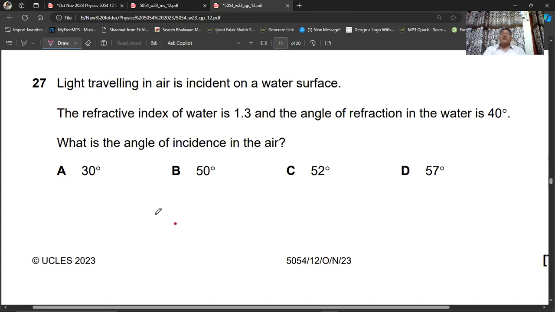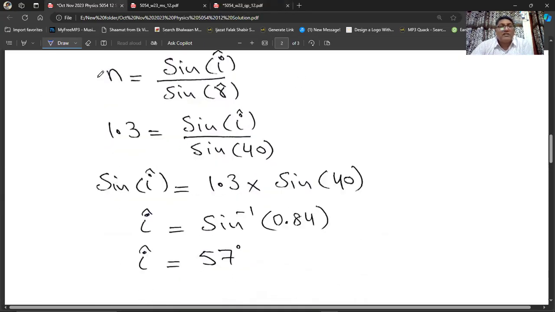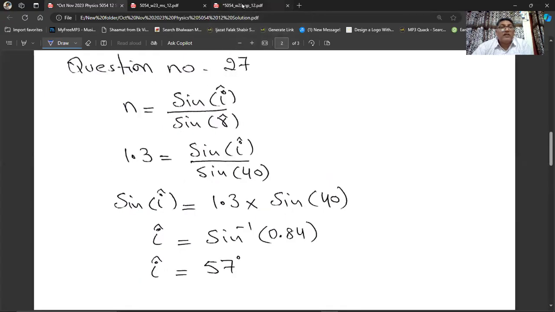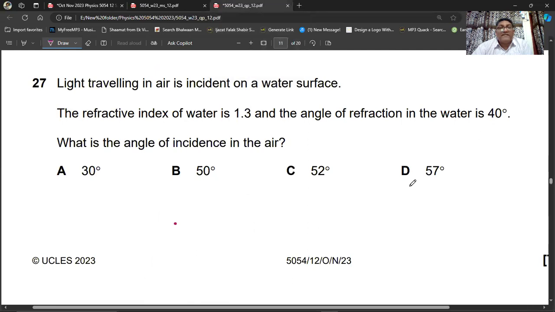I know the r value, so I will try to find the i value. Very simple. Here n equals sine i by sine r. So 1.3 equals sine i divided by sine 40. So sine i will be equal to 1.3 times sine 40, and i will be equal to sine inverse of 0.84, and that will be 57. So 57, so I think D is the choice. Question number 27, D is the choice.